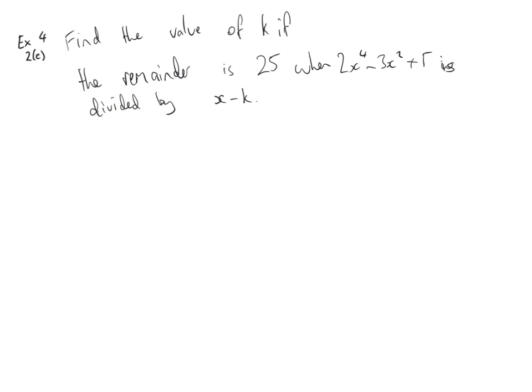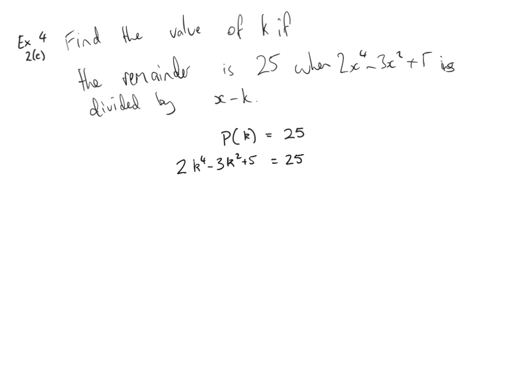In this video, we're exploring exercise 4, question 2e, which is to find the value of k if the remainder is 25 when 2x to the power of 4 minus 3x squared plus 5 is divided by x minus k. We begin first with exploring the fact that if our polynomial has k substituted into it, the remainder will be 25. This means that 2k to the power of 4 minus 3k to the power of 2 plus 5 equals 25.